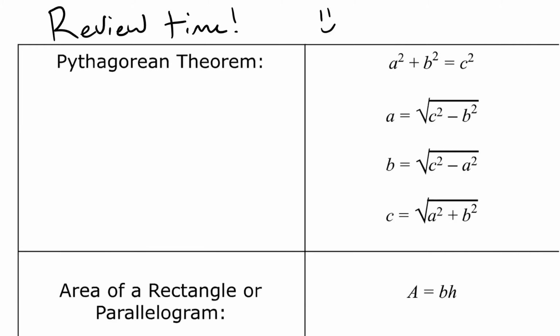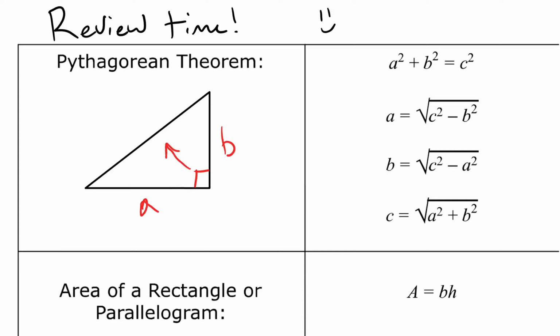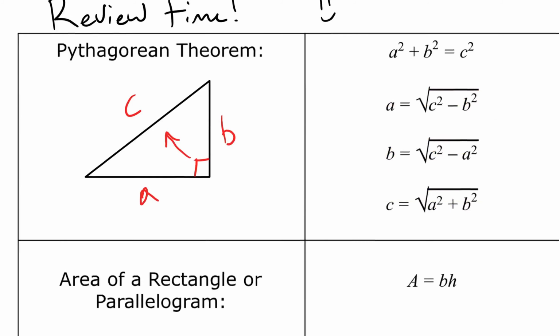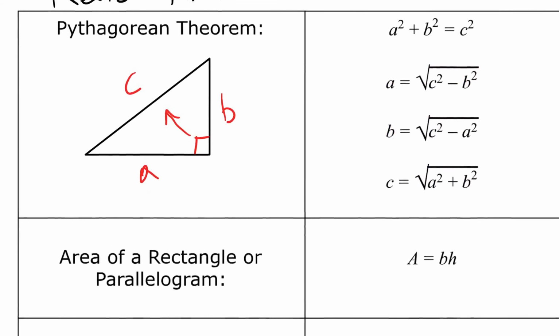First of all, Pythagorean theorem. It applies to right triangles where A and B are the lengths of the two legs, and of course the opposite of the right angle is the hypotenuse, and that would be C. And I also wrote here the 3 different ways you can write that equation. Hopefully we remember that pretty well. We might need that today. In fact, we probably will.